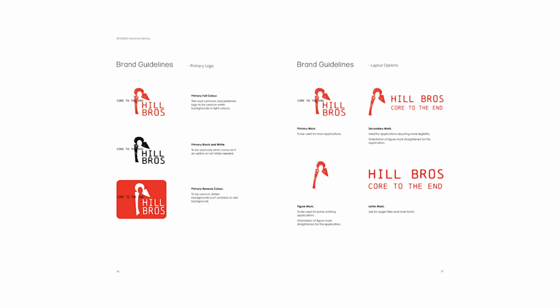Here we can see how the primary logo can be displayed in various settings depending on its intended use. Here we can see primary, secondary, figure mark and letter mark. These outline layout options can be utilised for various branding applications, which is highlighted in the previous images.